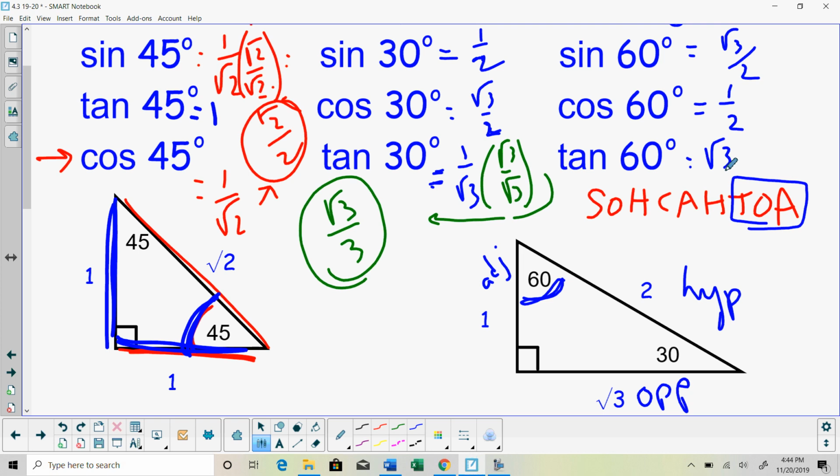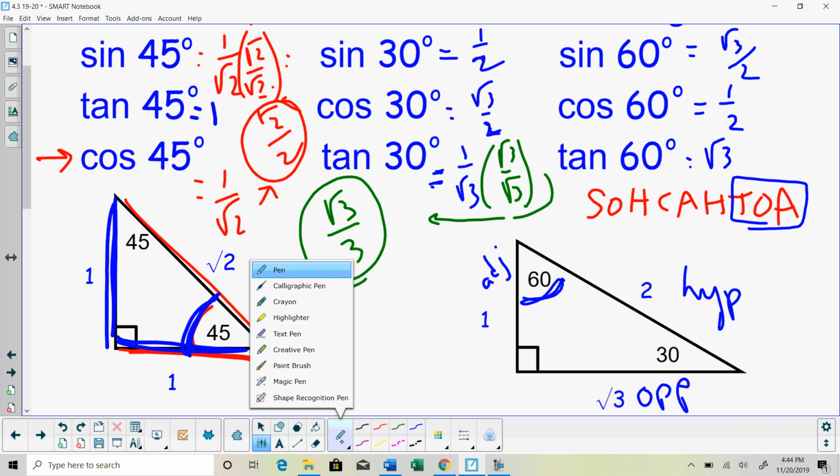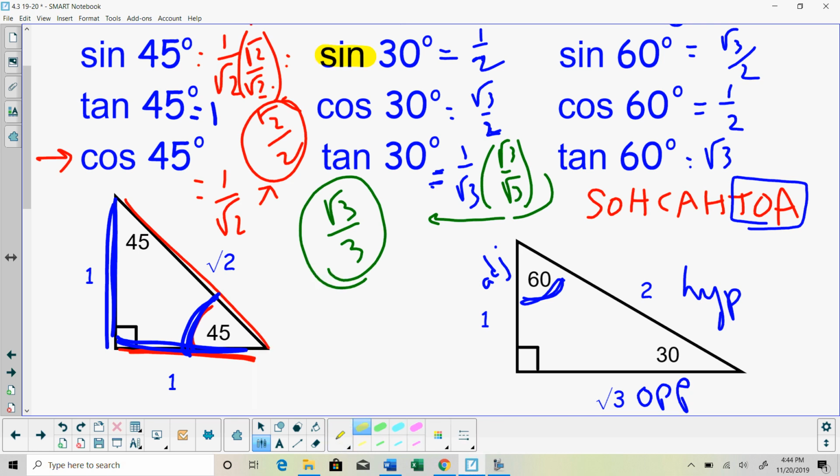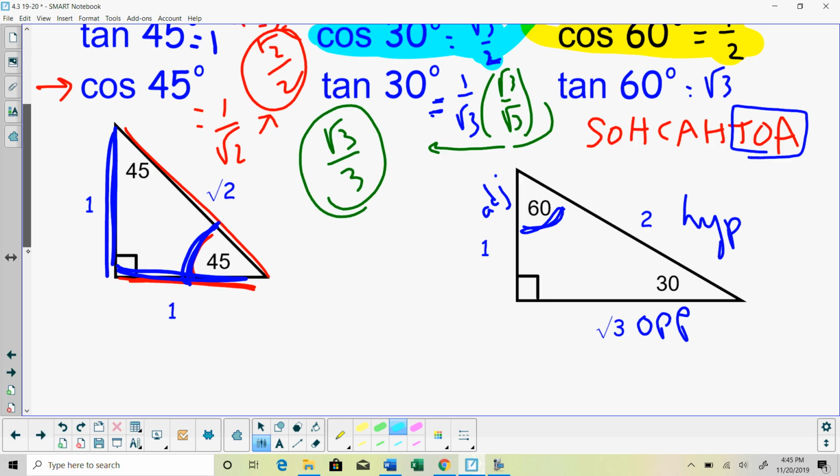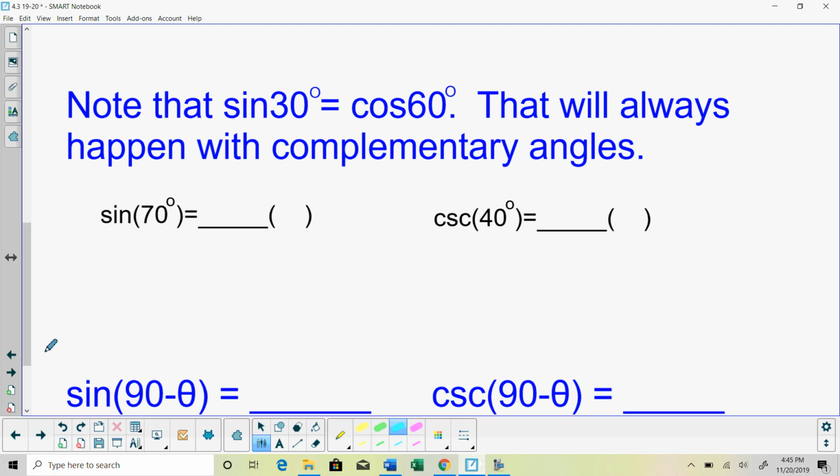Now I do want you to notice something about what we have here. I would say notice that the sine of 30 degrees was 1/2, and that was equal to the cosine of 60 degrees. That was equal to 1/2. And likewise, the cosine of 30 degrees was square root of 3 over 2, and that's the same as the sine of 60 degrees. That was equal to square root of 3 over 2. So with that in mind, let's continue our conversation.